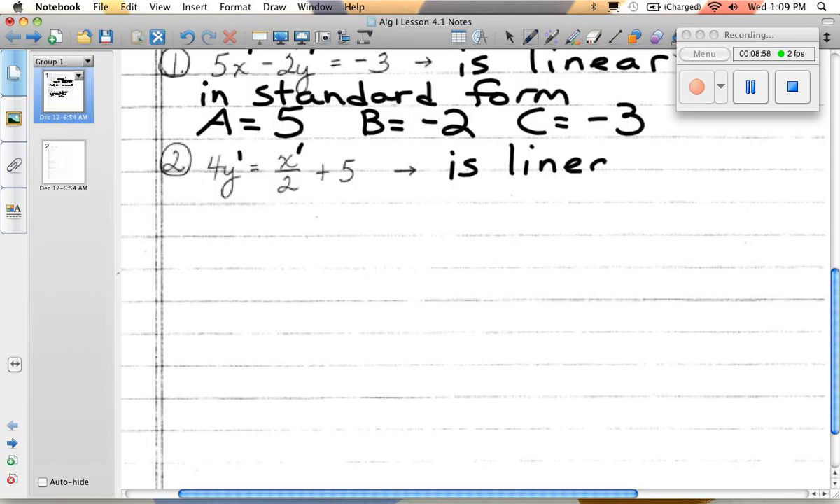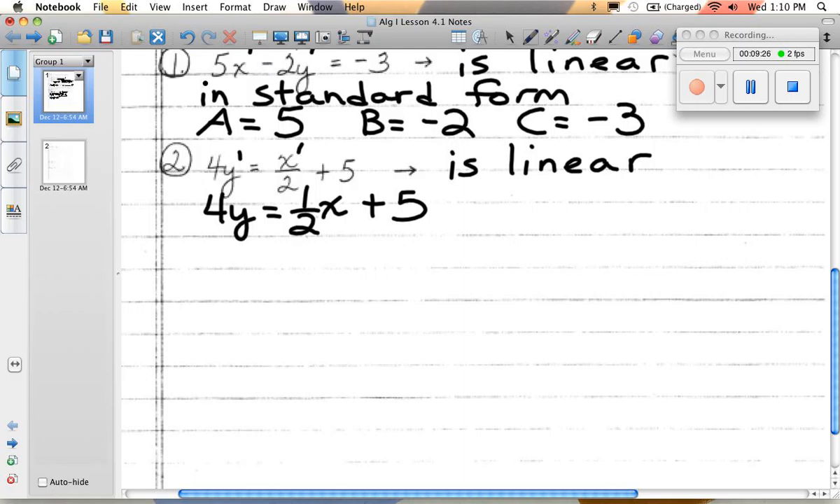I'll tell you what might be kind of somewhat confusing you. We could rewrite this like this. 4y equals, does anybody remember what I said back in chapter 1? When there's a variable in the numerator, it can come out beside it. So how can we rewrite x over 2? 1/2 x. 1/2 x plus 5.